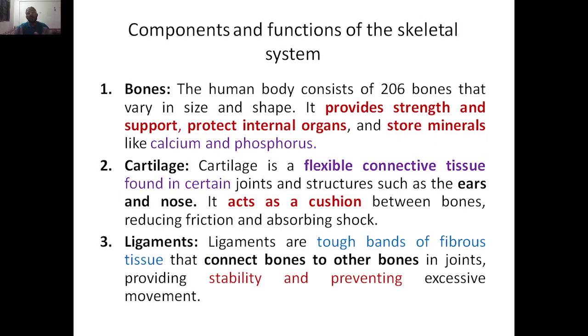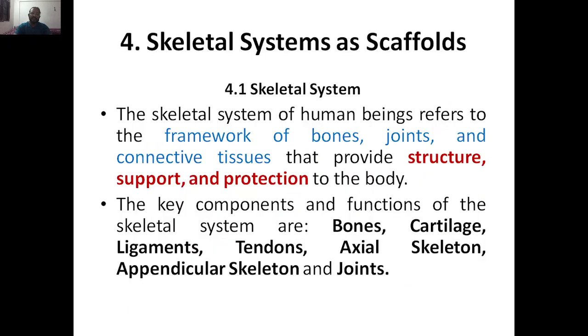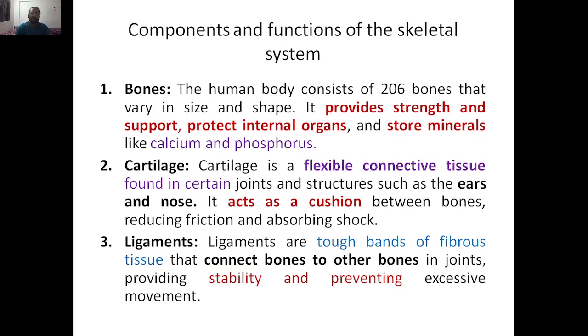So components and functions of the skeletal systems. So what are these all things what we just saw here? We will discuss one by one. So what are bones? Obviously we know that the human body consists of 206 bones that vary in size and shape. It provides strength and support and protects internal organs and stores minerals like calcium and phosphorus. All these things can be done by the bones.